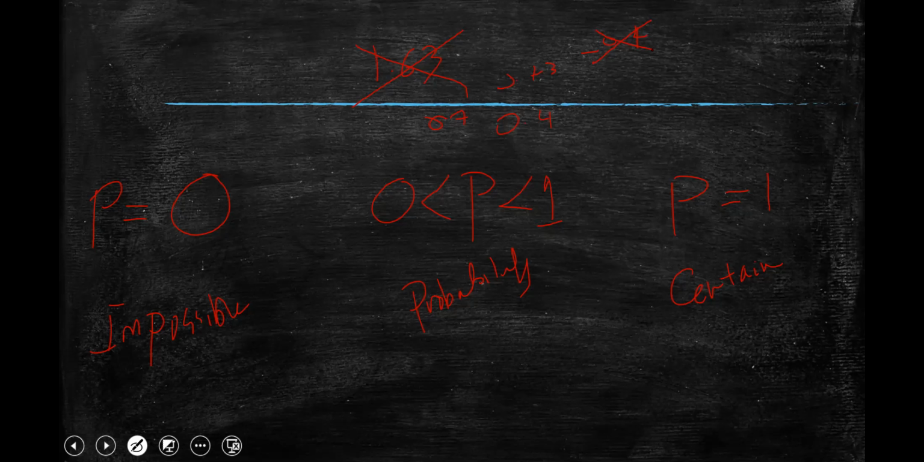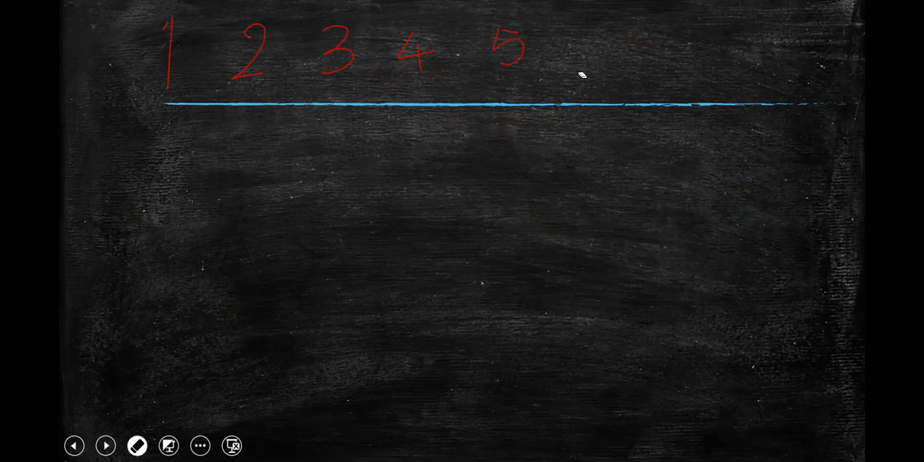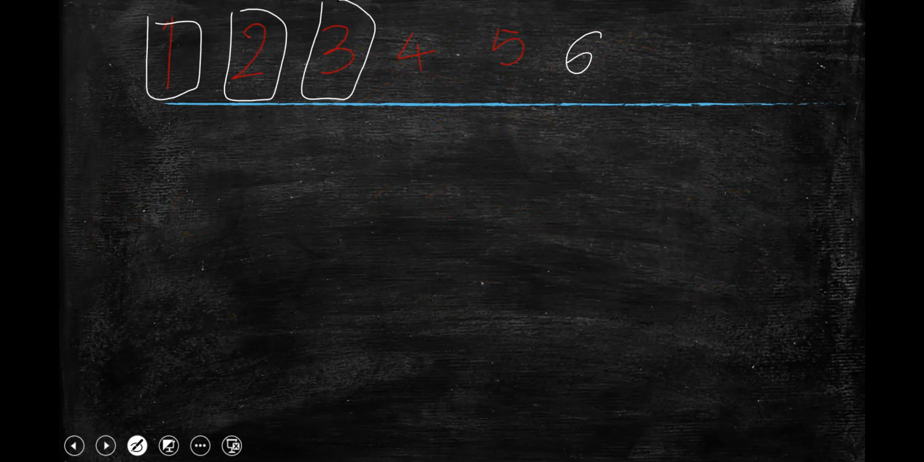Okay. Let's have another example now. If you have numbers like 1, 2, 3, 4, 5, and 6, the same example. Here you have the dice. It has 6 faces. Each one has a number.